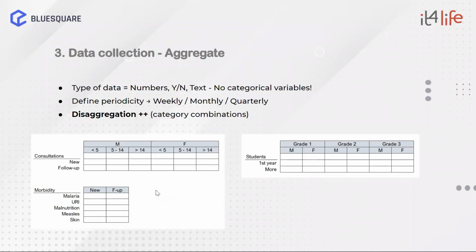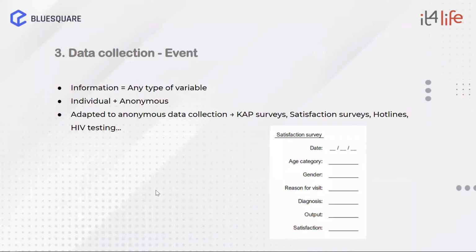And my second example is a number of students who come for the first year in the school or more, split by grade and by gender. So it's adapted to any type of data collection. It mimics the forms that you could have on the field. The event program.